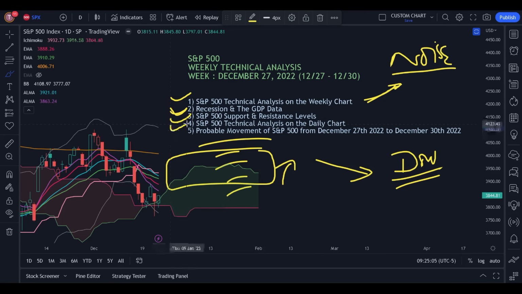Then guys, in point number 4 of this agenda, I will talk about the S&P 500 technical analysis on the daily chart. See, this was the weekly chart. Weekly chart means the hawk eye view, means the big picture, right? Daily chart means we will come to know, or we will see, what is happening on a daily basis. This is the kind of candle. How one candle can change, this is the movement.